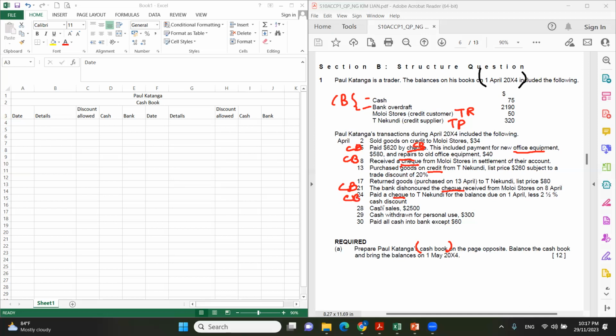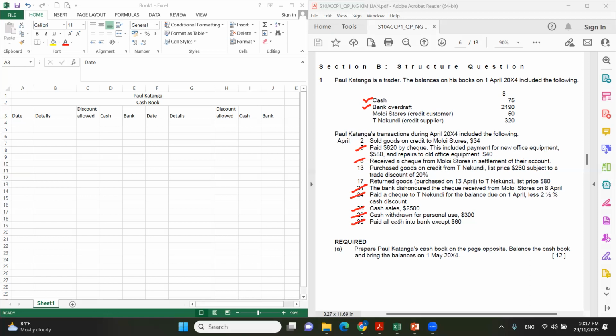Cash sales, this is cash, so cash book. 29th, cash withdrawn for personal use. Cash withdrawn means related to the cash, which is the cash book. Pay all the cash into the bank, that also is related to the cash book. So from all these transactions, now we're going to take those related to the cash book. This is related to the cash book, cash book, cash book, cash book, and then this cash book, cash book, cash book, cash book, cash book.